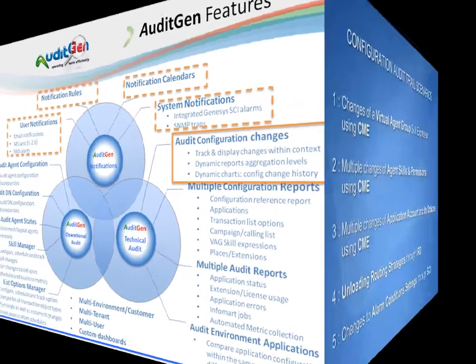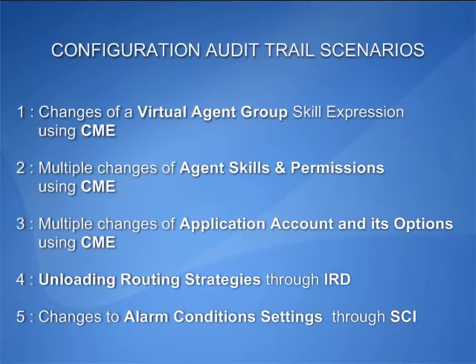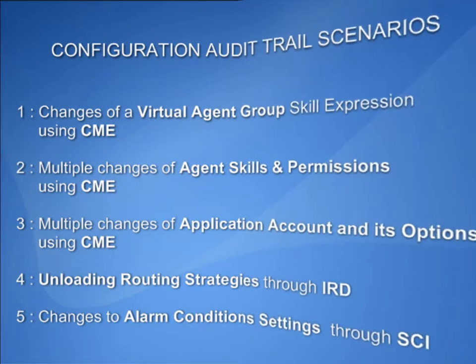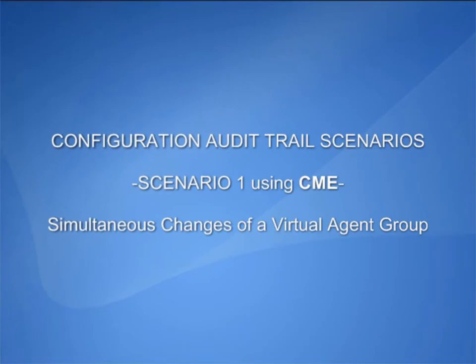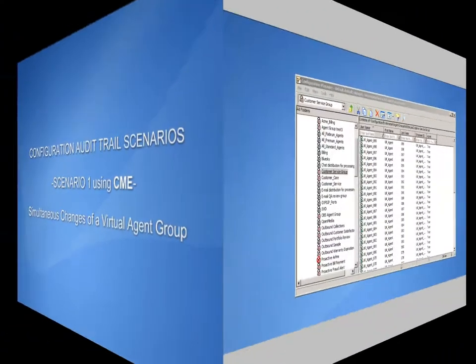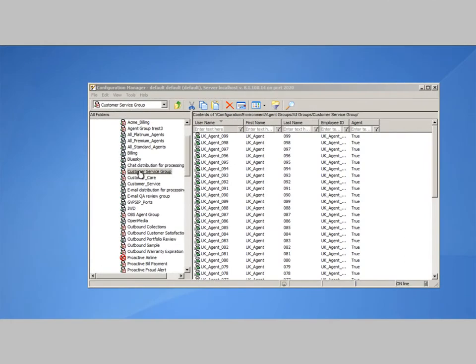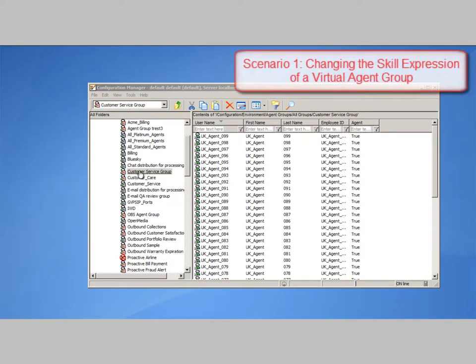In the following tutorial, we'll cover 5 different sample scenarios that will illustrate AuditGen's unique way of auditing, tracking, and displaying configuration changes. We'll start by doing the change in CME, which is Genesys configuration environment that I'm already logged in, and then seeing the result in AuditGen.